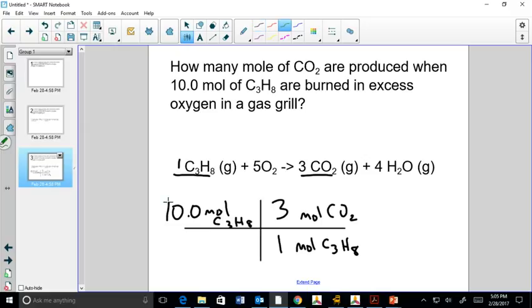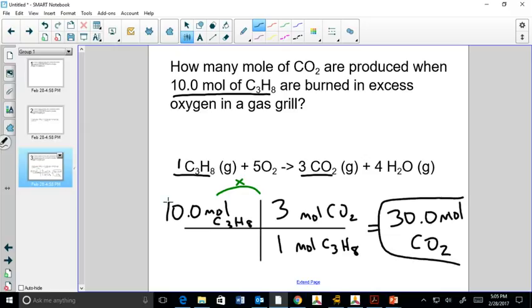Now I simply just multiply these together. So therefore I end up with 30.0 moles of carbon dioxide. So in order for me to use up all 10 moles of my propane that I'm burning, I will produce, according to this reaction, 30 moles of carbon dioxide.